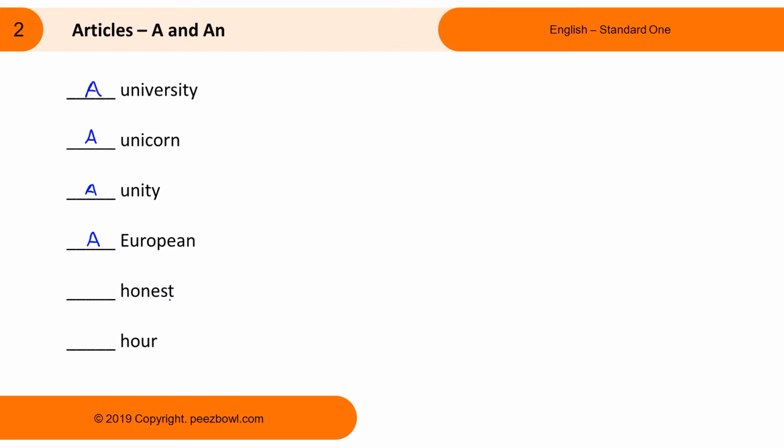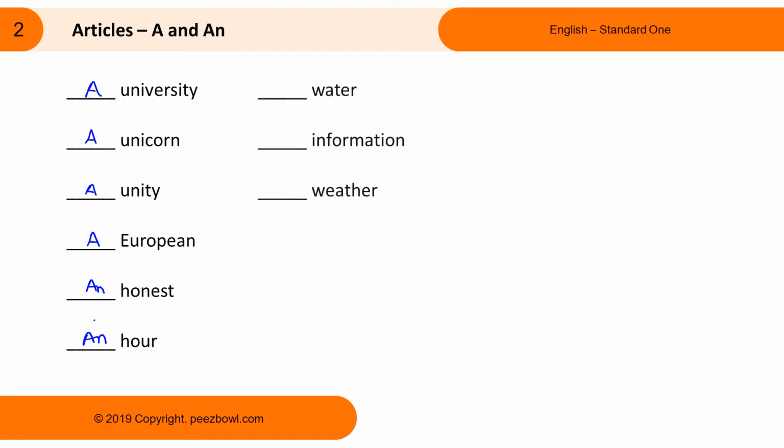Then we have honest and R. These words sound like they are starting with A sound. Honest, R. So an will be there before these words. An, honest, and R.